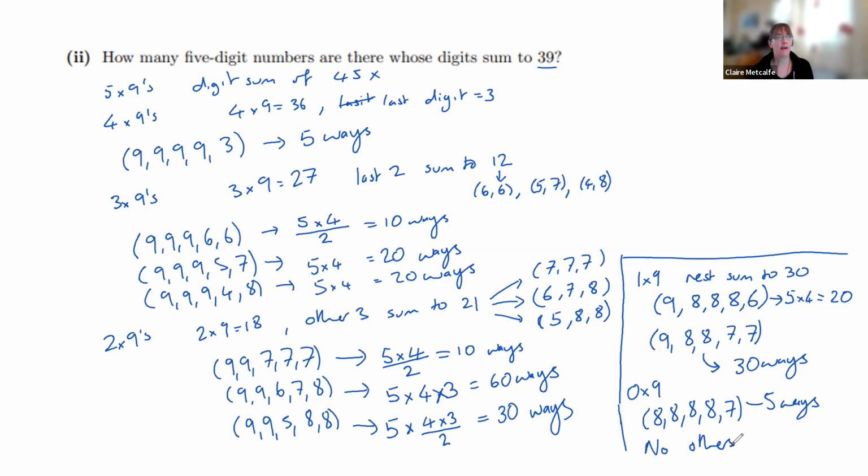So it really helps to be very systematic as you're going through. Start with the maximum number of 9s, reduce them, and at every stage, you're making sure you're not repeating cases that you found beforehand. We haven't quite finished the question because we actually need to do some adding. And I am just going to circle all the numbers of ways we found.